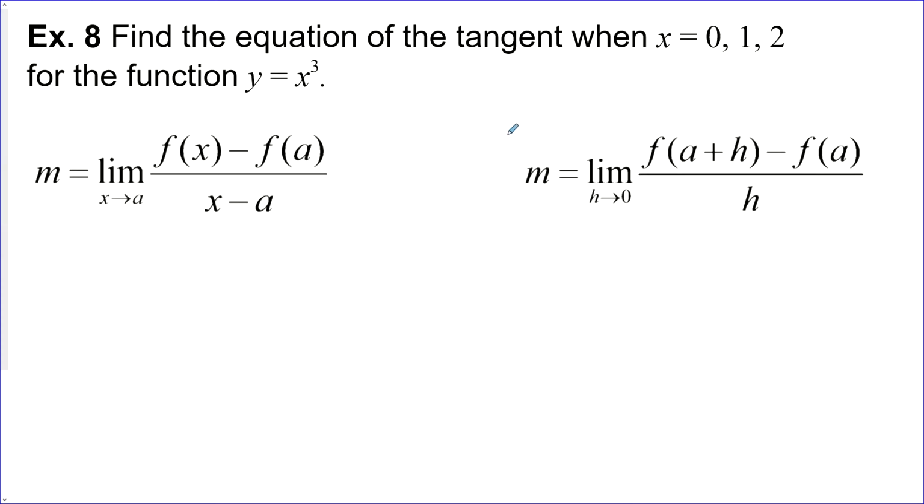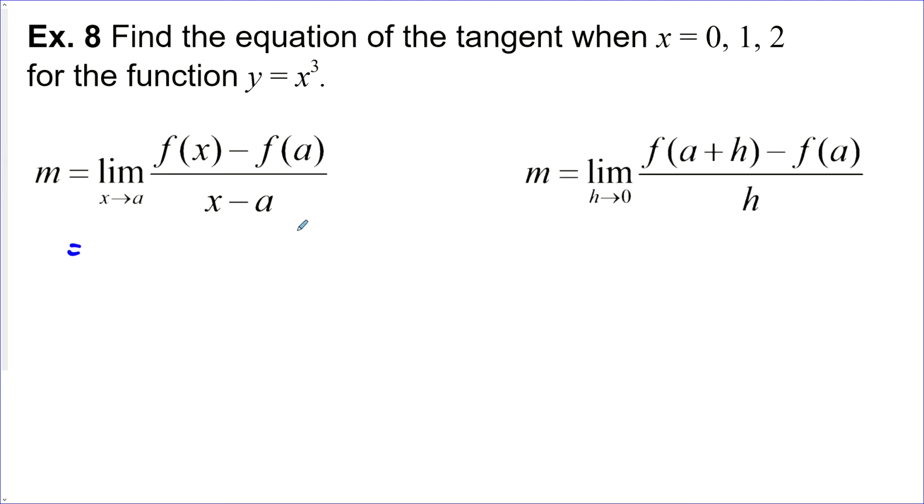Find the equation of the tangent when x equals 0, 1, and 2 for the function y equals x cubed. Now, because they want us to do all three of these values, we don't want to put in these values until the very end. We want to get a general equation and use that with all three of these values. Let's see how that might work.